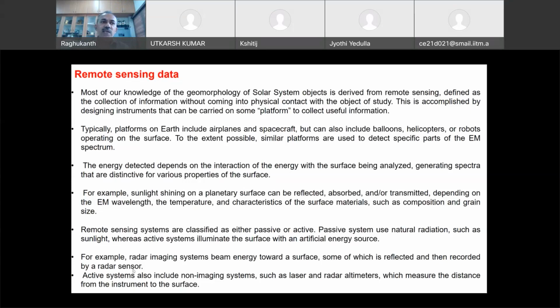So radar imaging is an active remote sensing technique. They will send radar imaging systems. It beams energy towards the surface, some of which is reflected, and then it is recorded by a radar sensor itself. So radar is essentially active remote sensing also. So this is what happens. So two types people use.